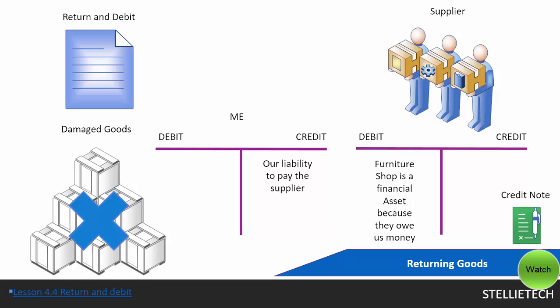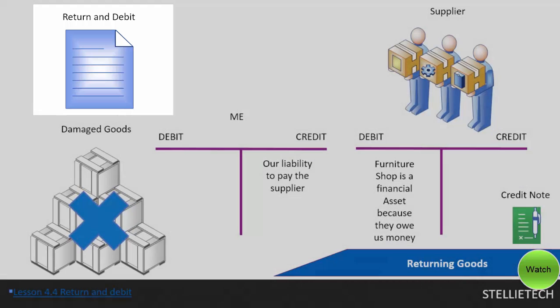If, however, you do realize that one of the goods has been damaged, you'll need to issue a return and debit note.